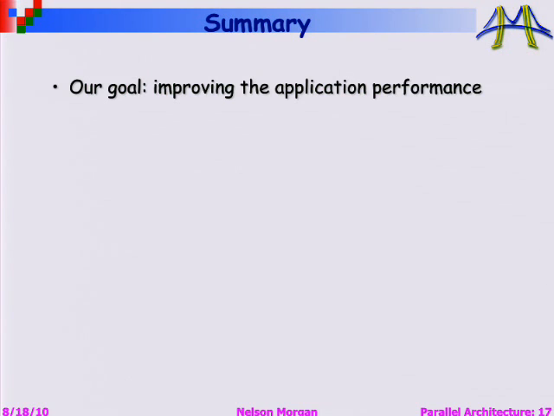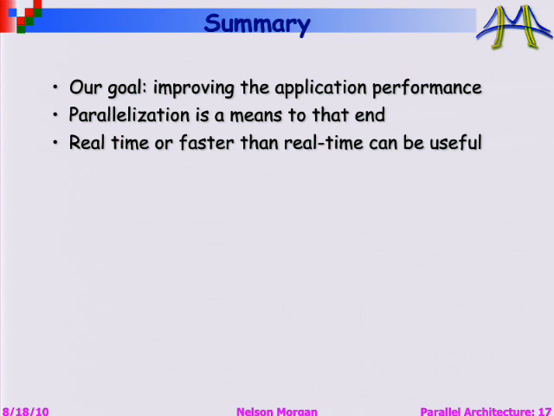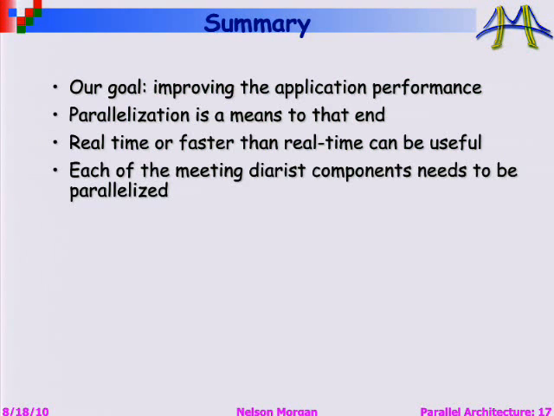So in summary, a few things. The goal of people working on the meeting diarist, myself, I'm a speech researcher, my goal is to improve the application performance. So for me, parallelization is really only a means towards that end. And aside from making the meeting diarist itself work well, we want to speed up the research process. We want to speed up the training time, which I didn't really talk about for these models. Real time or faster, even faster than real time, can actually be useful in practice.